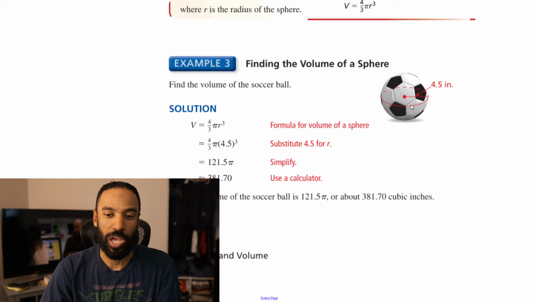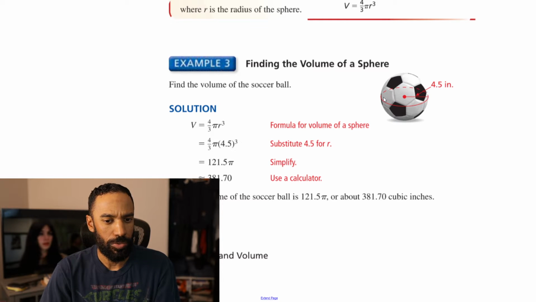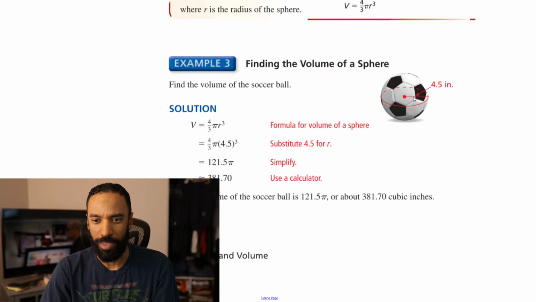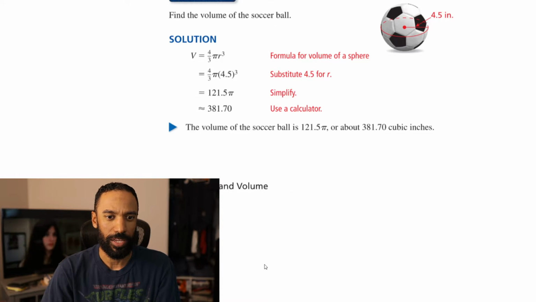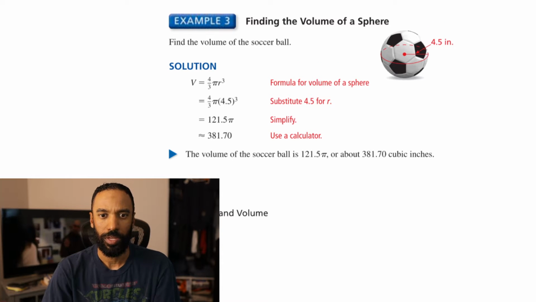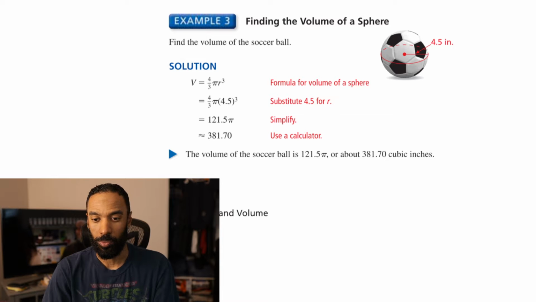Find the volume of a soccer ball with a radius of 4.5 inches. So 4/3 pi r cubed is the way. You see that right here. The volume of the soccer ball will be that. I'll let you take a look at what it's doing. We're substituting, and then we're going to approximate afterward. 2 decimal places will be the way to go.